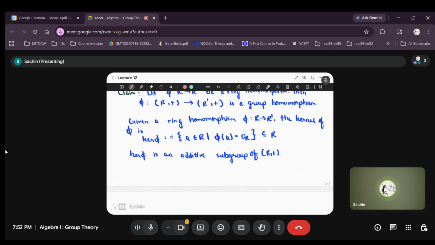So that is kind of a problem, because now what you are left with is simply, the point of the multiplication kind of went away, right? It's only an additive subgroup of R plus. Then how is this kernel any useful? It is useful in this way. The kernel of the ring homomorphism is useful because it has the following properties.